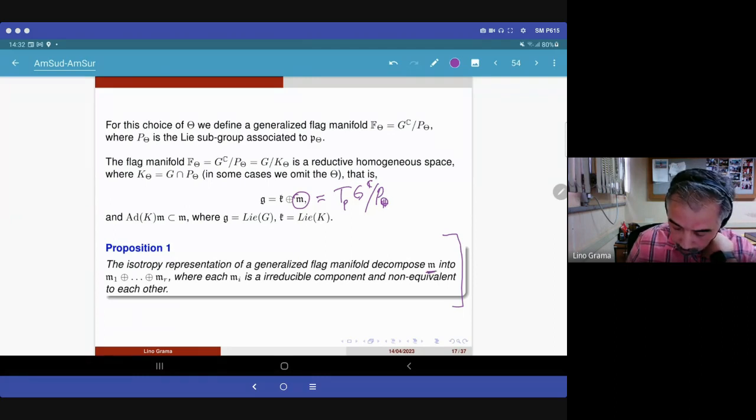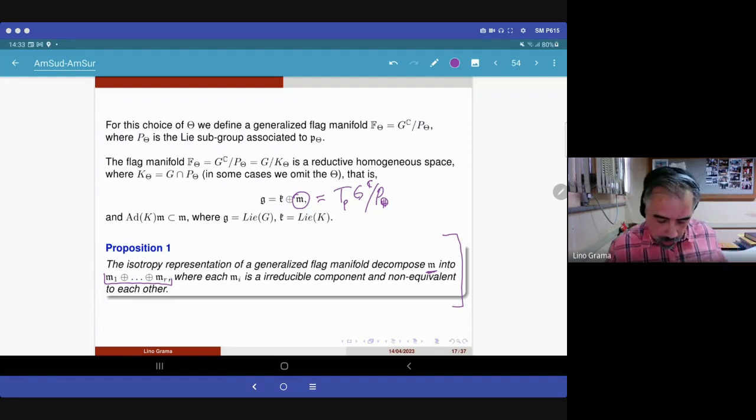we can decompose this vector space in the sum, where each Mi is a reducible component and non-equivalent with respect to the isotropy representation.